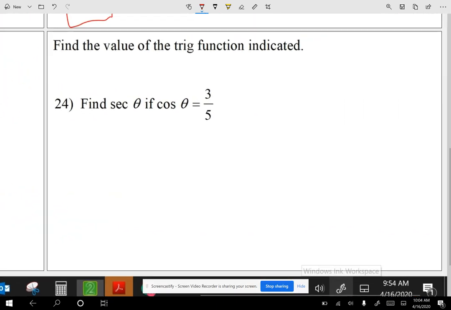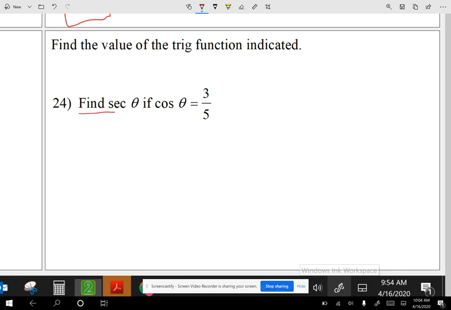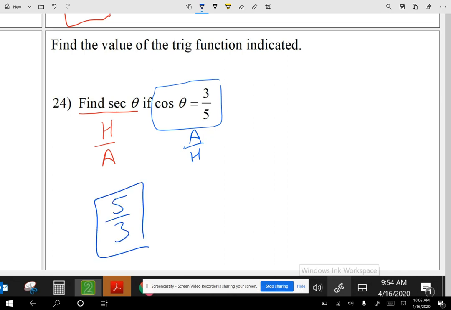Now let's take a look at number 24. I need to find the secant. And I know secant is hypotenuse over adjacent. Let's see what I have. I know cosine is adjacent over hypotenuse. I guess you guys can see I don't need to write the triangle. If I have that cosine of theta is 3 over 5, I'm going to say the secant is 5 over 3. And I'm going to type this as 5 over 3.